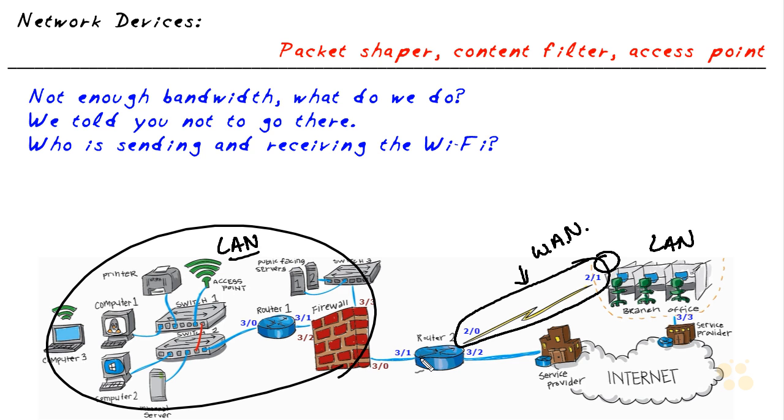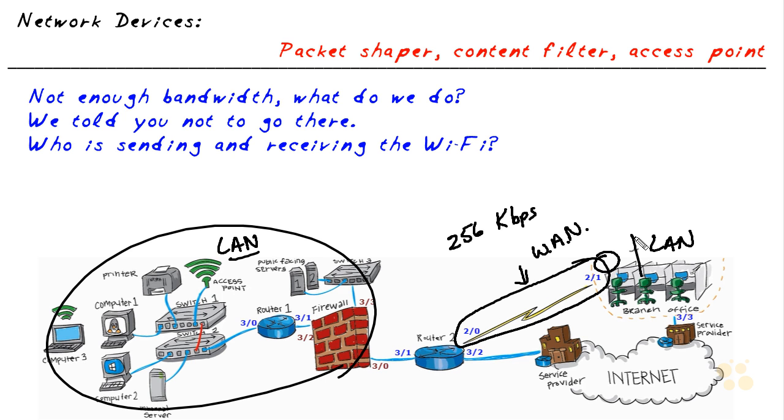Regarding preparing, what if this circuit we were leasing from the wide area network service provider was only 256 kilobits per second, which by today's standards is pretty slow? And with this slow circuit in place, what if we have a whole bunch of traffic all at once that needs to go across the circuit?